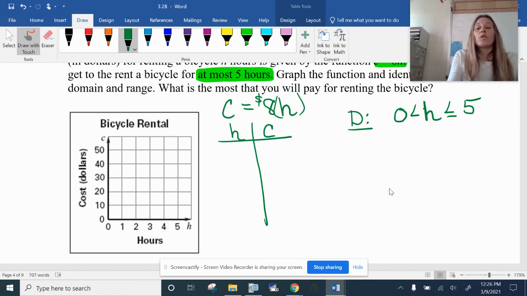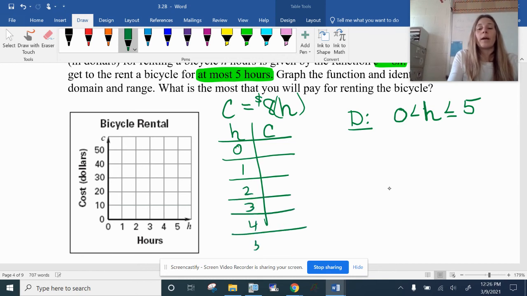Okay. So putting in those numbers 0, 1, 2, 3, 4, and 5 into this equation. So 8 times 0 is 0. 8 times 1 is 8. 8 times 2 is 16. Then we have 24, 32, and 40. So if we're to plot all of these, 0, 0, 1, 8, 2, 16, 3, 24, 4, 32, and 5, 40.